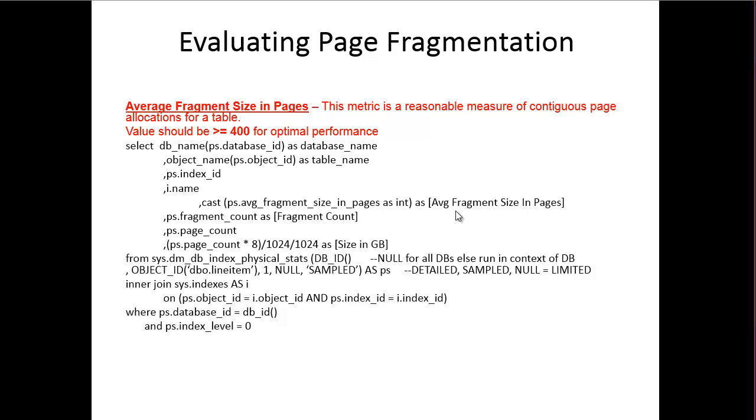You're always going to have fragmentation in your pages, simply because DML operations are performed. But you always want to try to minimize it below a certain threshold, and the best threshold here is about 400. The reason for this is that it significantly reduces disk head movement and increases performance of your data warehouse as it's scanning data from those disks.